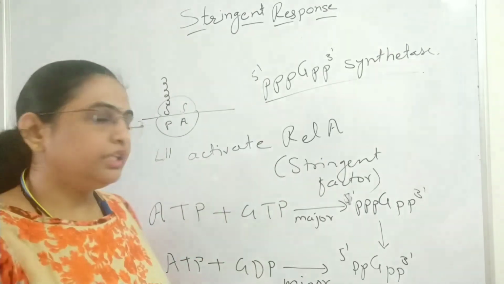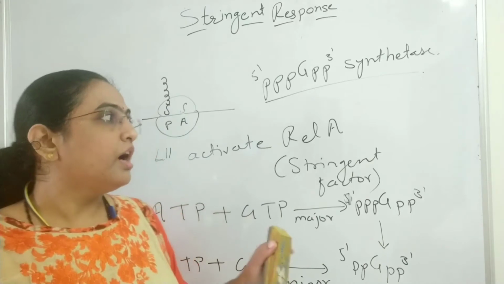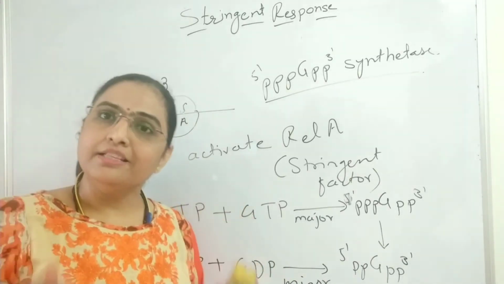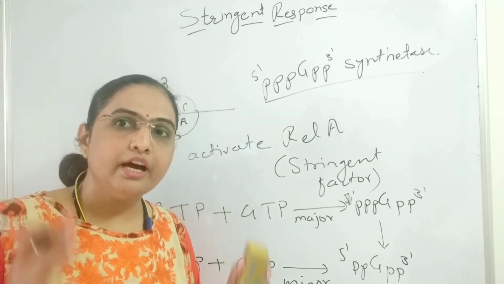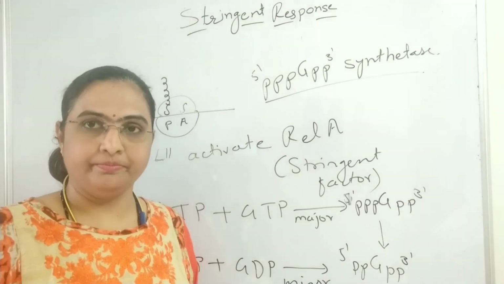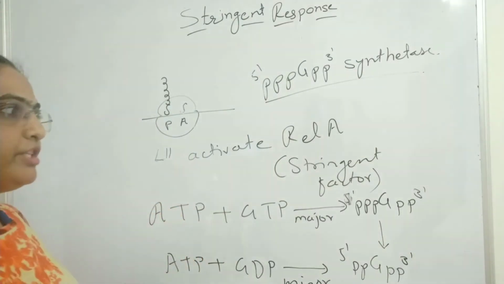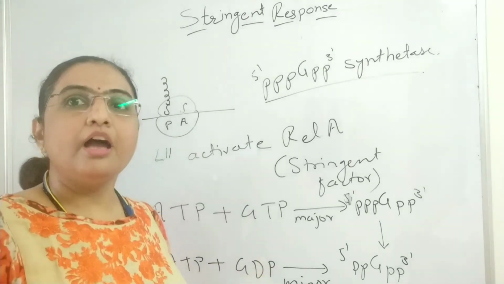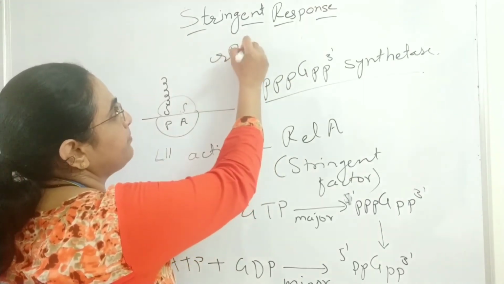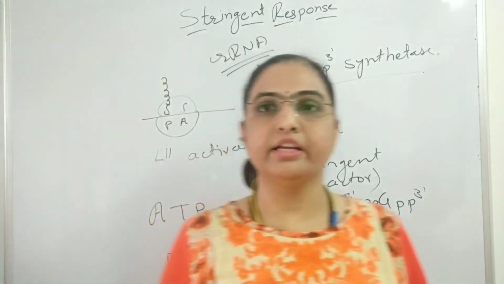Now these are the negative regulators. These two negative regulators are going to negatively regulate an operon, that is, switch off the operon. Which operon is going to be switched off by these alarmones? The rRNA operon.